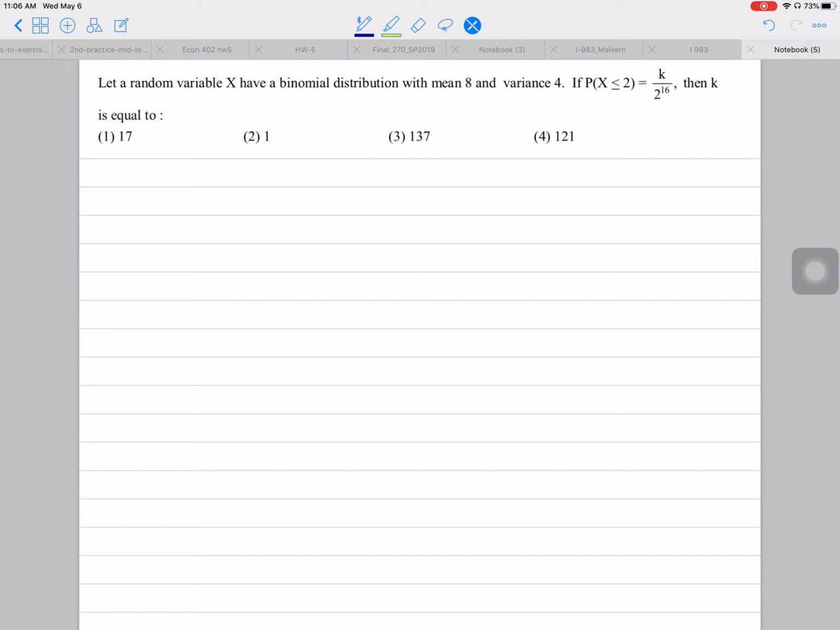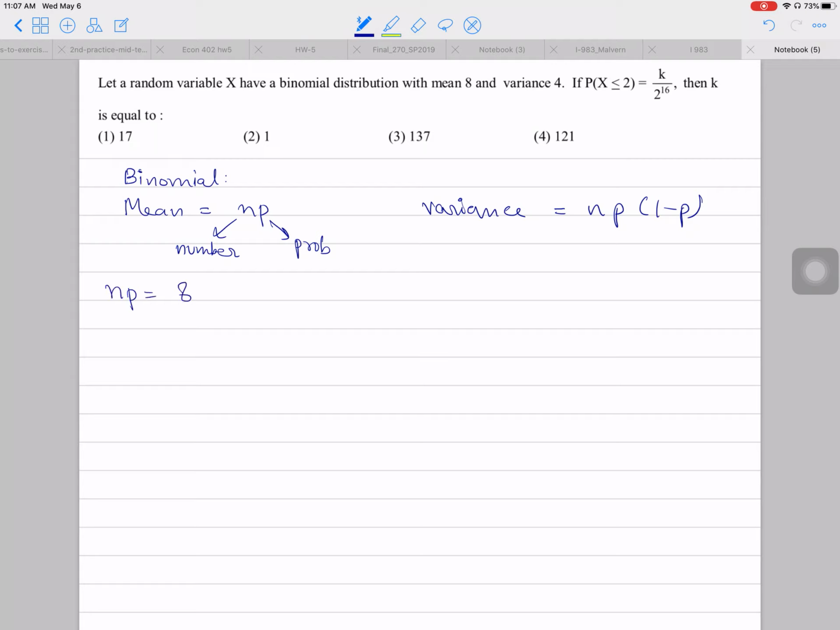So this question is from the probability chapter, and we know that for a binomial distribution, the mean is equal to n times p, where n is the total number of cases and p is the probability of our specific outcome. And the variance of a binomial distribution is n times p times (1 minus p). In the question, we are given that the mean is 8, so np is equal to 8, and the variance is equal to 4, so np times (1 minus p) equals 4.